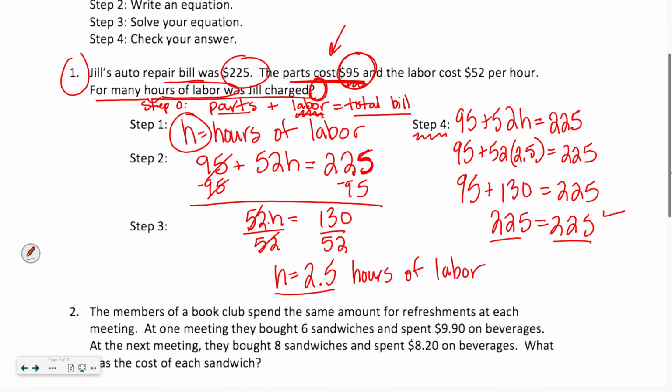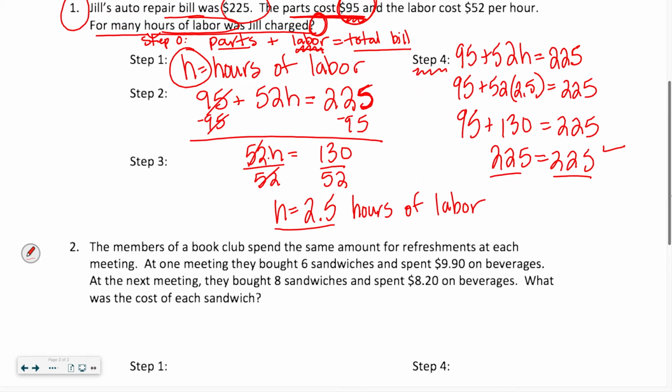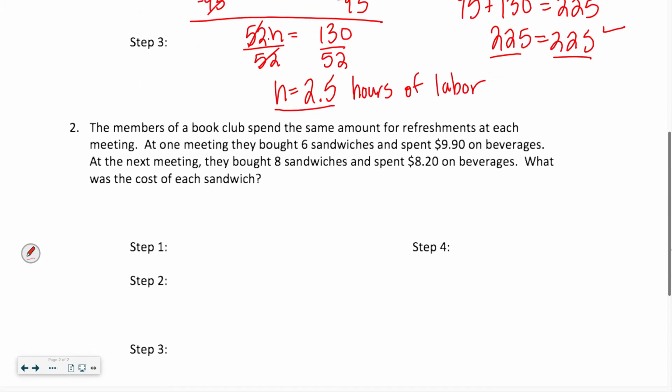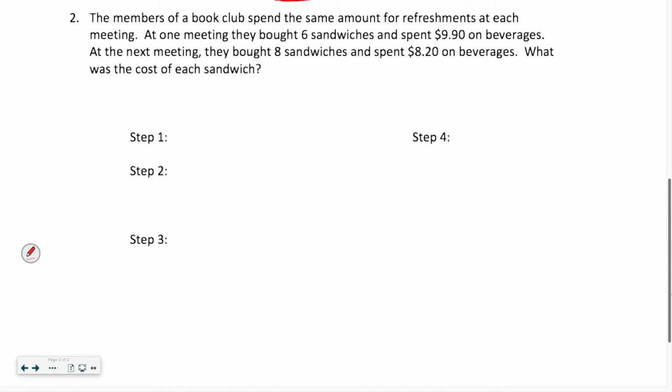All right, let me try one more with you. Okay, feel free to go back and listen to anything that you want to go back and review if you weren't exactly sure of how that works. But I'm going to move on to one more example problem. Okay, the members of a book club spend the same amount for refreshments at each meeting. Okay, they spend the same amount. Okay, that's kind of key.